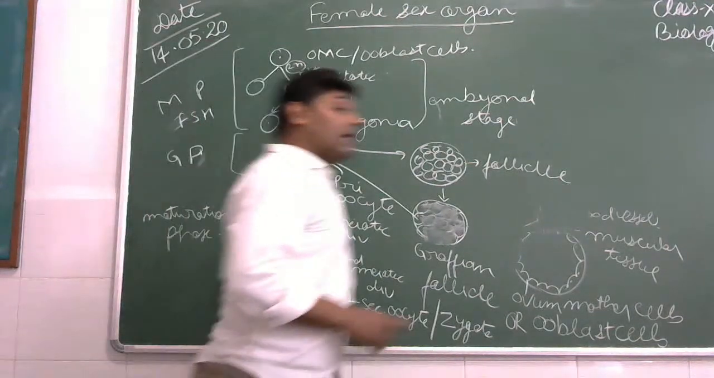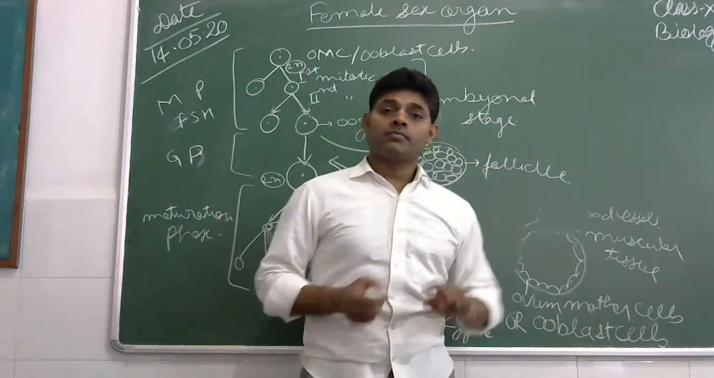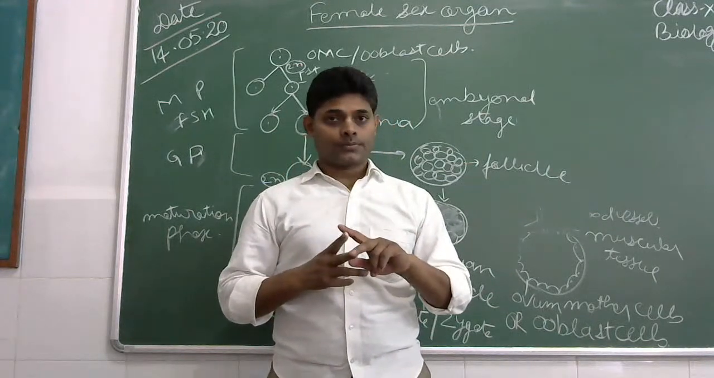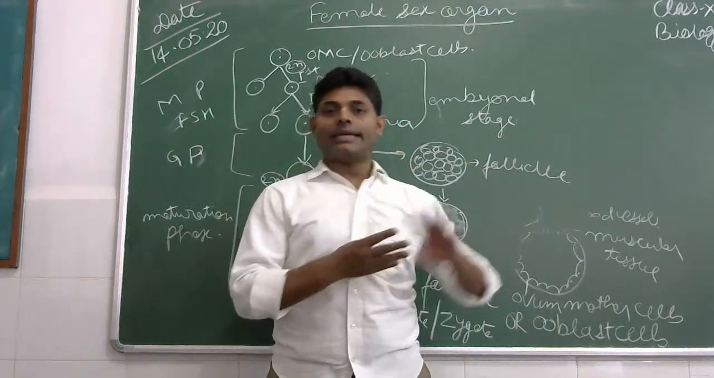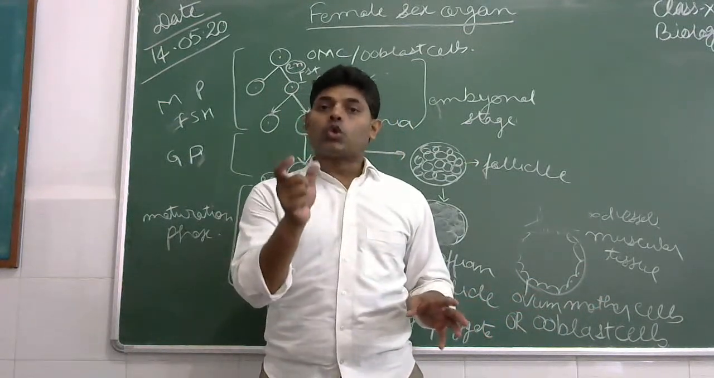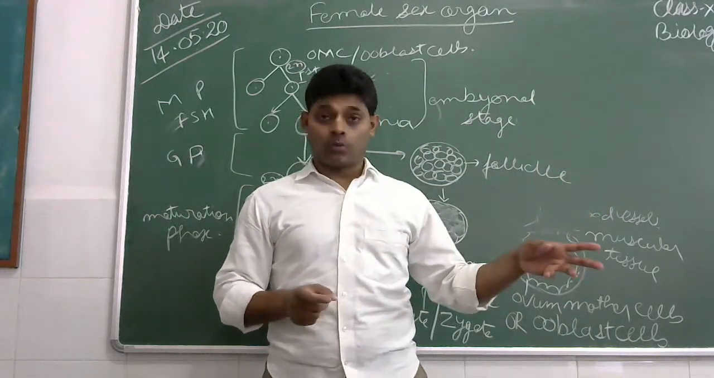What is an oocyte and a polar body? What is the difference between them? Actually, we know that chromosomes are present in two forms, active forms and inactive forms. The active form is termed euchromatin and the inactive form is termed heterochromatin.